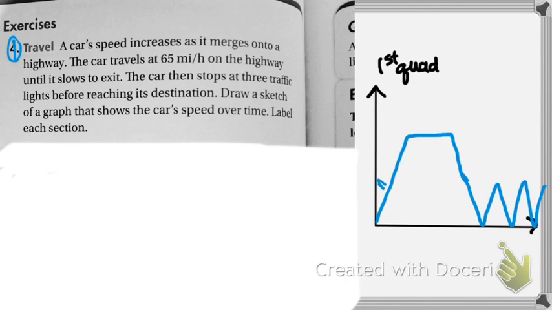So this is merging. We'll call this section highway. We'll call this slowing down section exit. And I'm just going to come over here and draw an arrow to each of these that says stoplight. Okay.